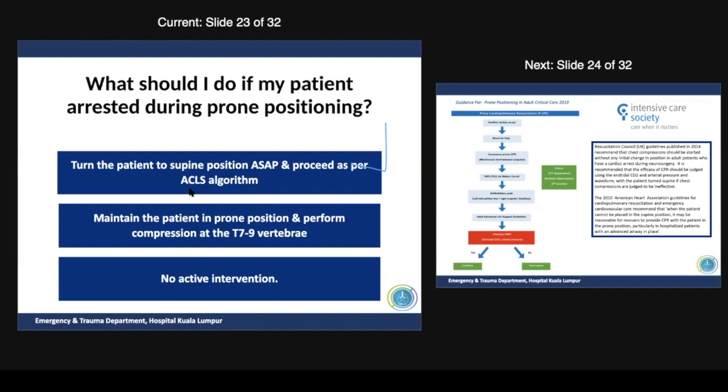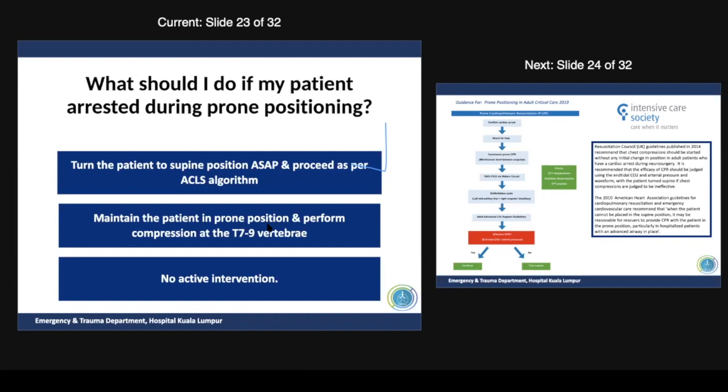Okay. So siapa nak? Husna. Which jawapan Husna? Yang mana satu? Nombor 2 dia. Maintain the patient in prone position and perform compression. Okay, yes. Jawapannya sebab semua dah ada jawapan juga kat dalam tu kan.